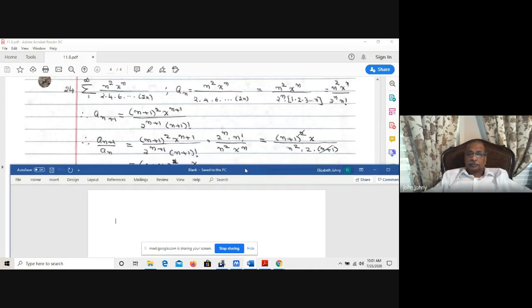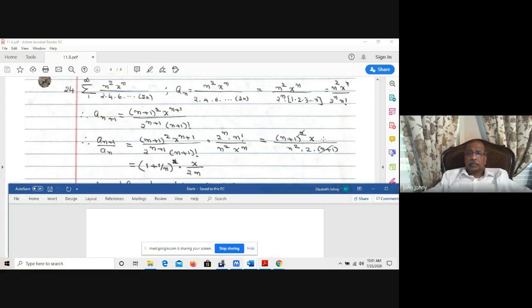And so, n factorial divided by n plus 1 factorial is 1 over n plus 1. And one of the n plus 1 cancels. Then x to the n plus 1 over x to the n is x. Then 2 to the n divided by 2 to the n plus 1 is 1/2. So it reduces to n plus 1 times x over n square times 2.